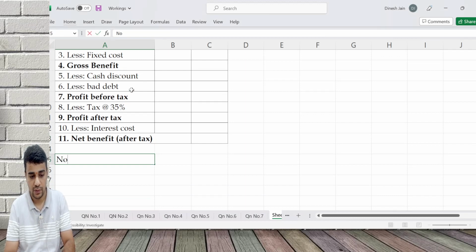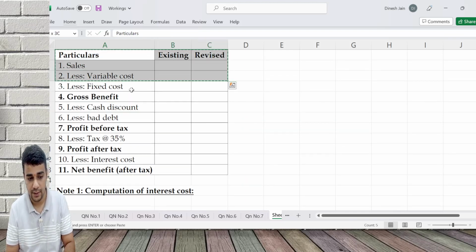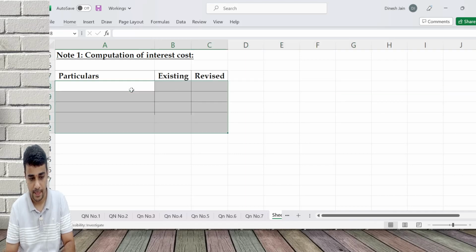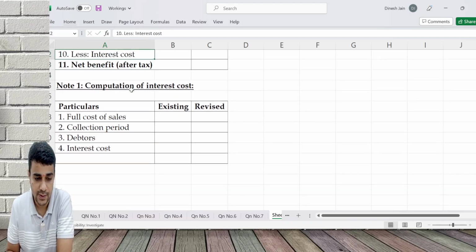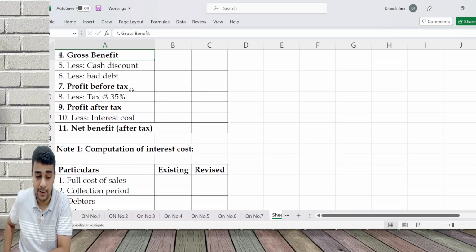And below, this is our normal format, computation of interest cost. I'll give you twin answers, slightly different ways of doing both. Computation of interest cost. For that, we have full cost of sales, credit or collection period, debtors and interest cost. These are normal format to solve a question: full cost of sales, collection period, debtors, interest cost.